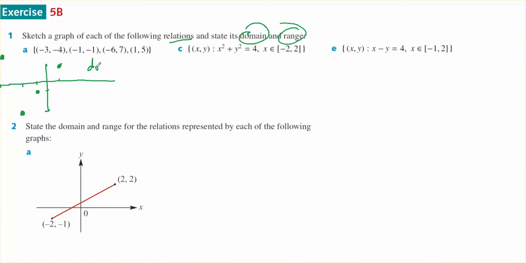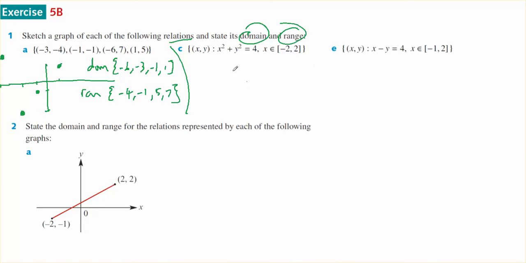What's the domain? The domain are all the x values used, which will be -6, -3, -1 and 1. And the range will be all the y values, which will be -4, -1, 5 and 7.